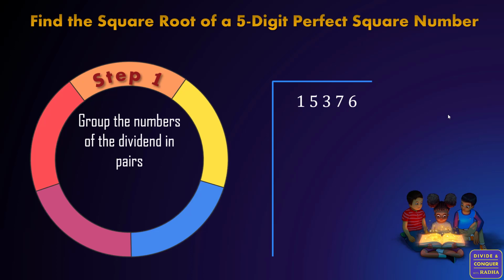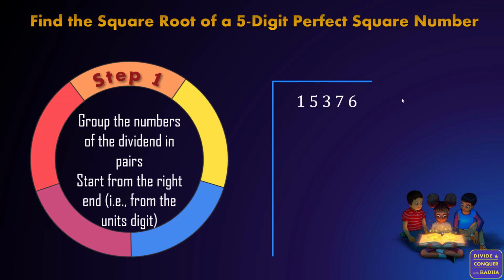Let's find the square root of 15,376. The very first step is grouping. We need to group the numbers of the dividend in pairs. Here 15,376 is the dividend and we need to group these numbers in pairs, and grouping starts from the right end, that is from the units digit. So we need to start from the number 6. So 76 is one pair, 53 is another pair, and we have only one number left out. It doesn't form a pair, but still we need to group it separately.